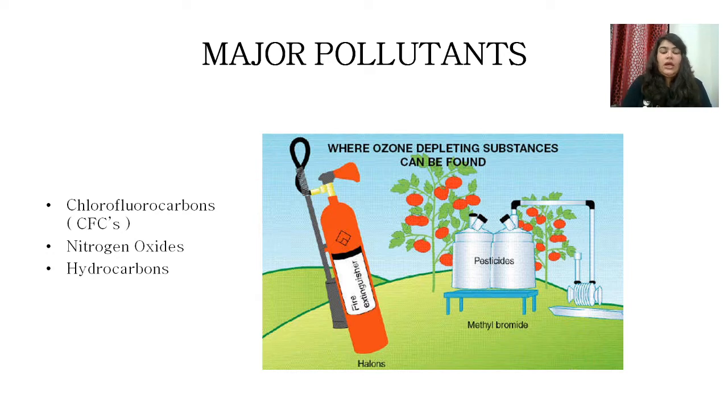That is about it. Now we speak about the major pollutants when it comes to ozone depleting substances. What are the things which are acting as major ozone layer pollutants? We have chlorofluorocarbons, nitrogen oxides, and hydrocarbons. These are primarily the pollutants or substances which cause the depletion of the ozone layer, right? So that is about it over here. Is it clear?